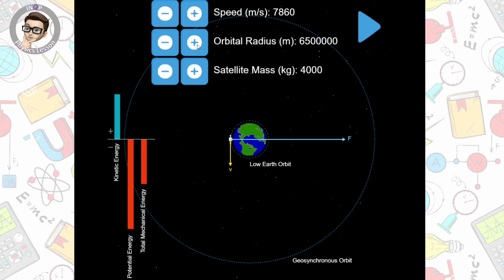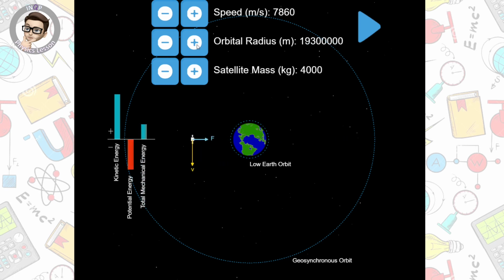So I'm going to increase the radius a little bit. In fact, we're going to try and put it into geostationary orbit. And if we remember from the previous slide, we have found out we need to be about 3,070, can I get it? 3,080 meters per second to stay in geosynchronous orbit.